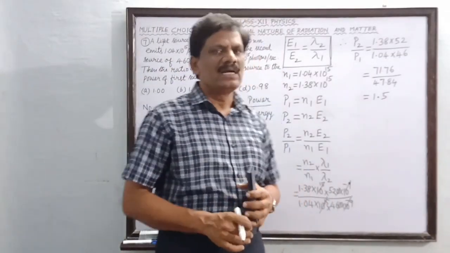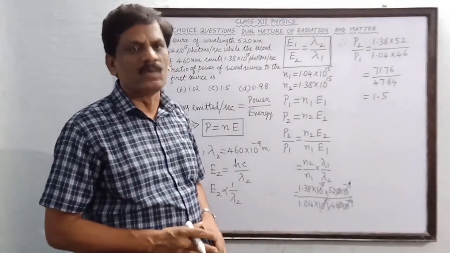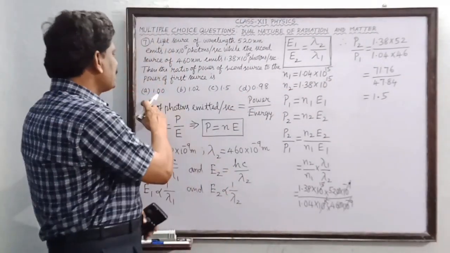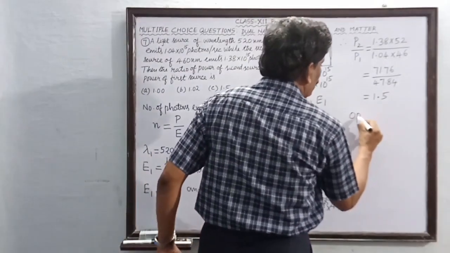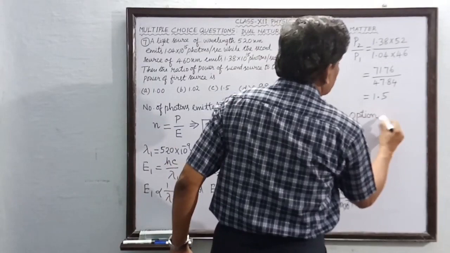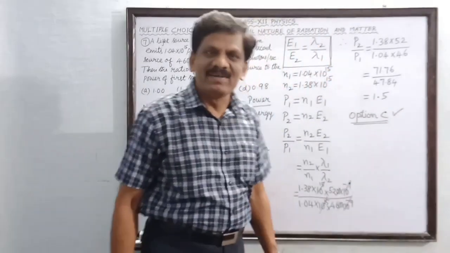Okay students, have you understood? So what is the ratio of the power we have got? P2 by P1 is equal to 1.5. So which option is correct here? Option C is the correct answer. Okay. Shall we go to the next problem? Fine.